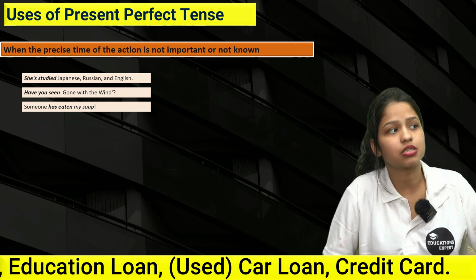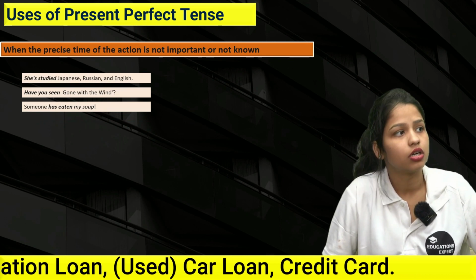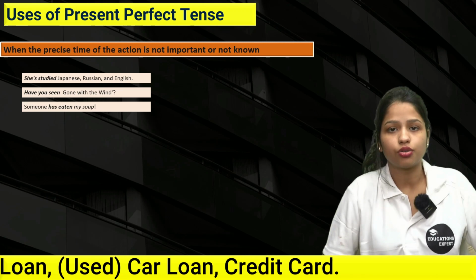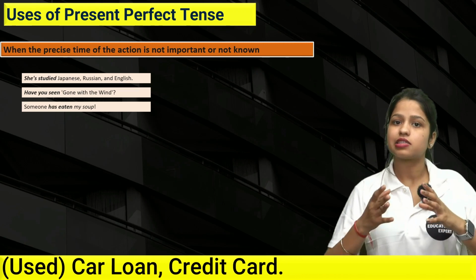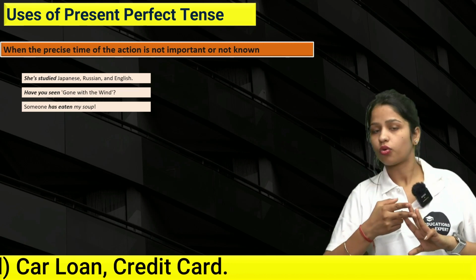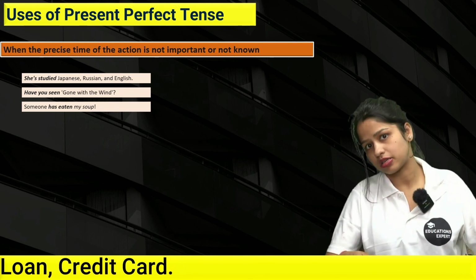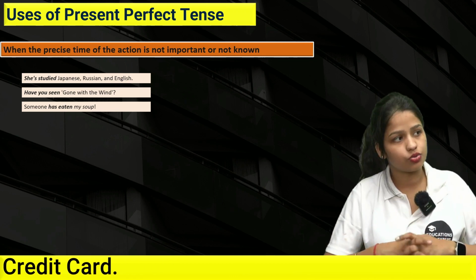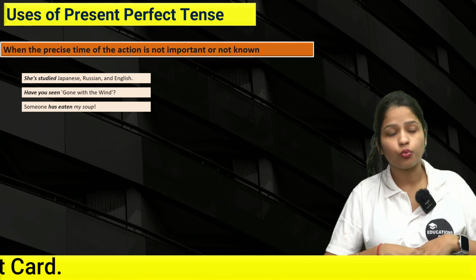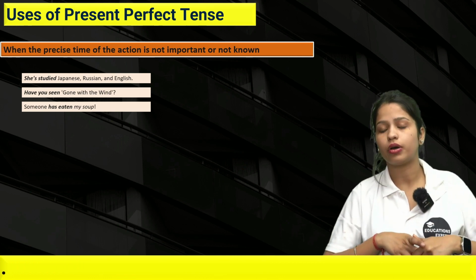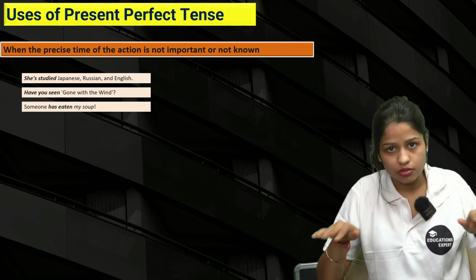She has studied Japanese, Russian and English. So we are talking about the fact that she has studied these 3 languages. When she studied them doesn't really matter. This is how you can use it. Have you seen Gone with the Wind? When have you seen it? Doesn't matter.